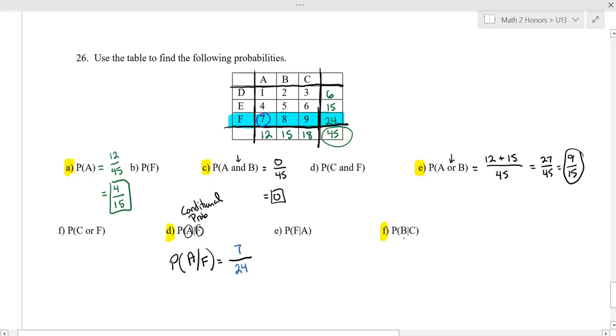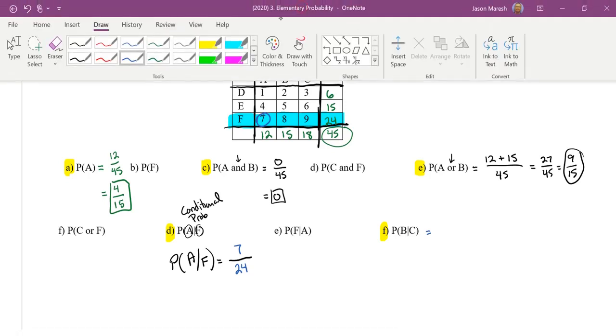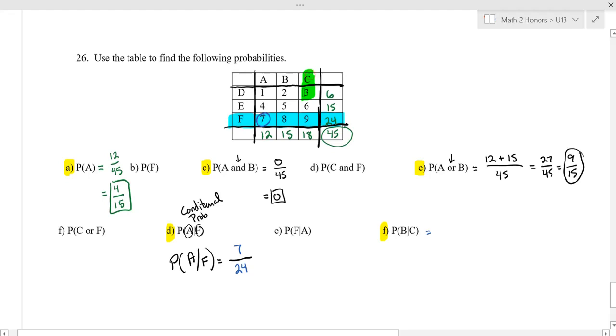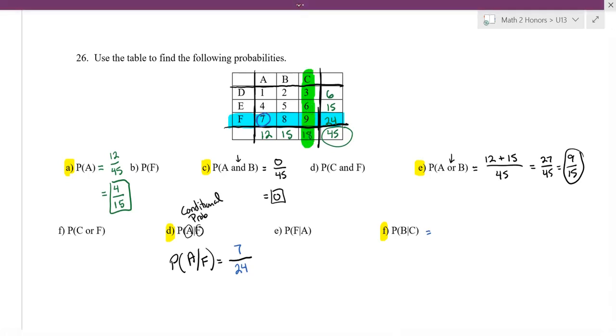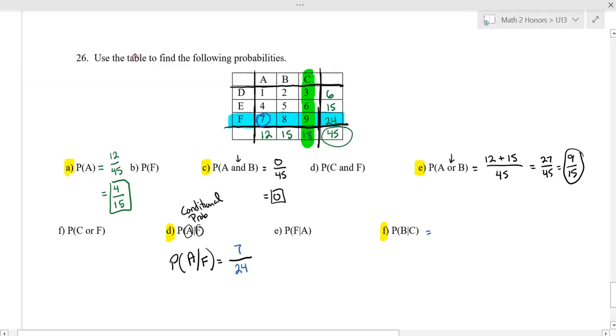And then F, what's the probability of B given C? So in this one, we're only going to look at everything that belongs to C that I highlighted in green here. So what's the denominator going to be? Hopefully you're saying 18. And then out of those 18, how many of them belong to B? None. Right? And so we're going to get 0.